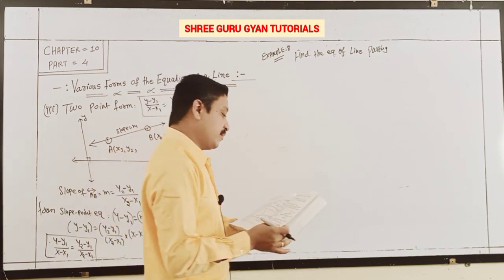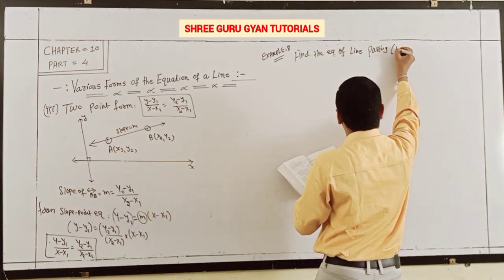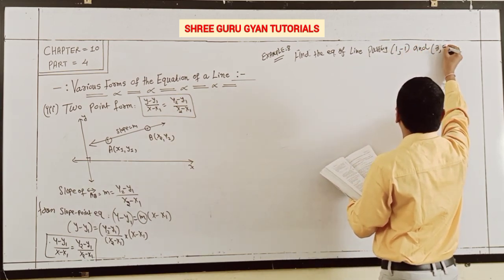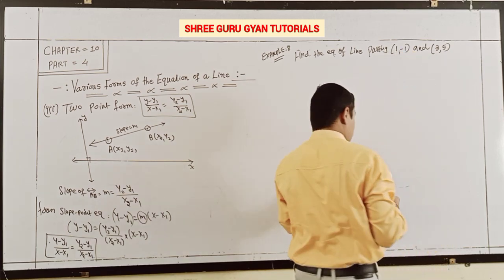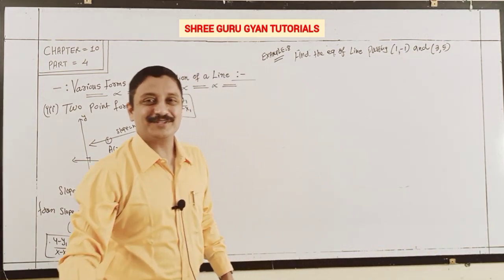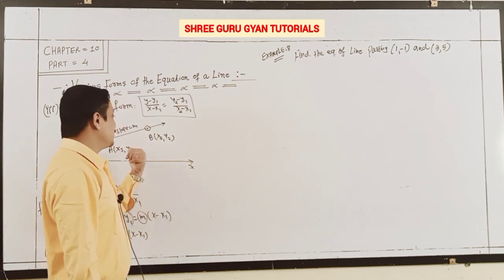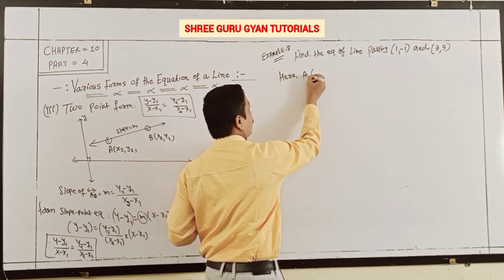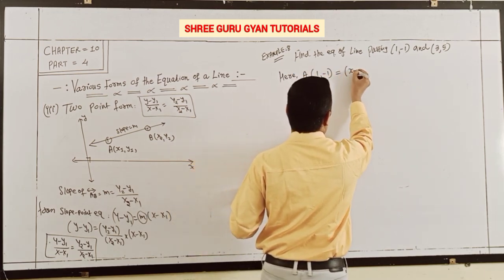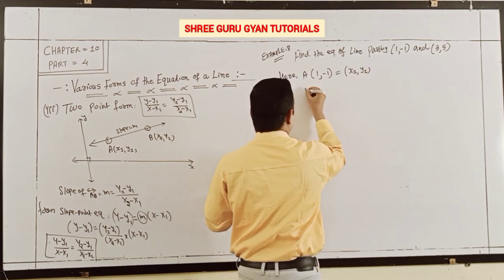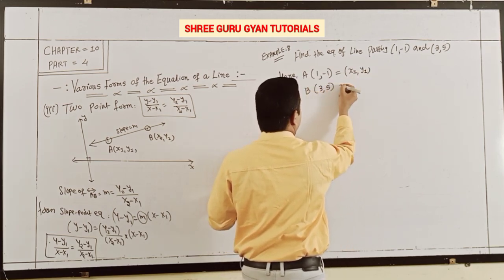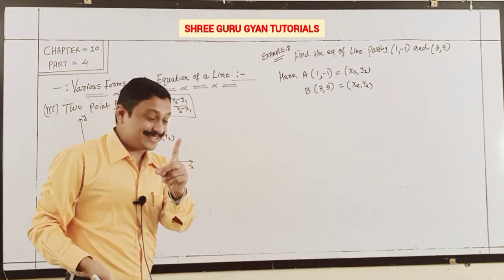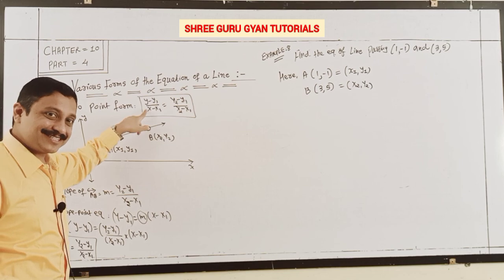Write the equation of the line passing through (1, -1) and (3, 5). Simple, students, two points are already given. You assume x1, y1, x2, y2. So here I have (1, -1), which is x1, y1, and (3, 5), that is x2, y2. Both points lie on this equation.